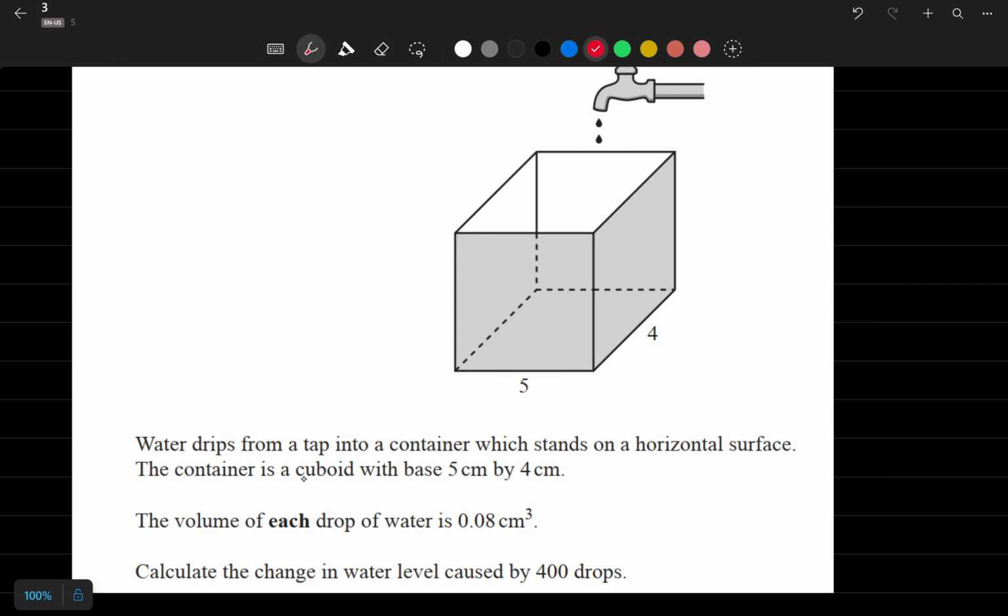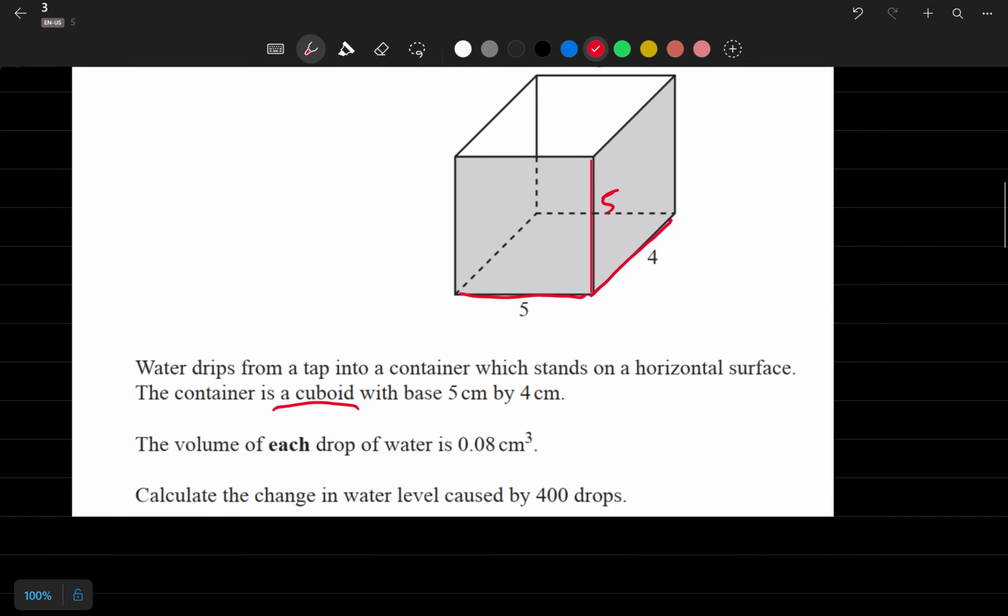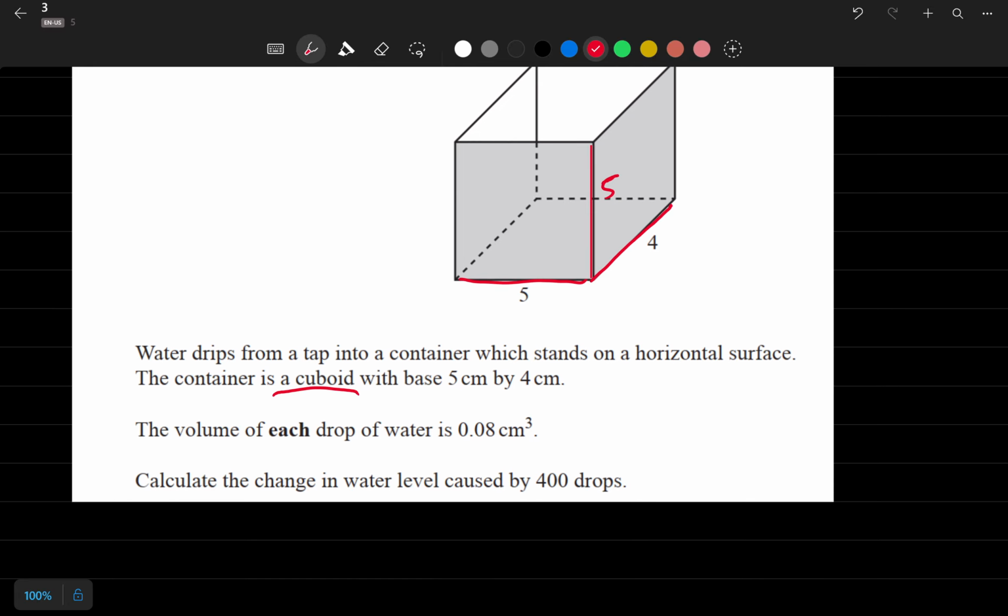Now from this information, the container is a cuboid. In the case of a cuboid, two sides of one face always have the same value. You can see that this side is 4 and this side is 5, so these are not equal. So automatically this length and this height will be equal. So if this is 5, this is also 5. This is the first information.